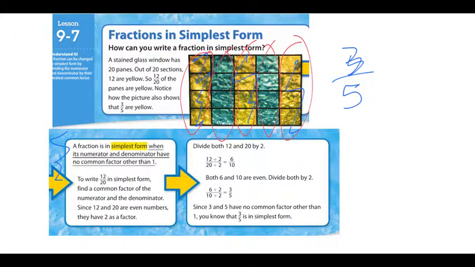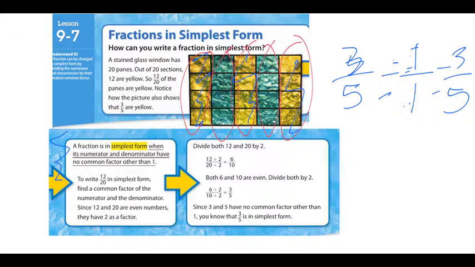So 3/5, I could not divide that any further. I couldn't divide by 3 because I can't do 5 divided by 3. That would not work. The only thing I can do here is 1 over 1, and I would still get 3/5. So if I can't do anything other than 1, then it's in simplest form. Can't divide anything further than 1.